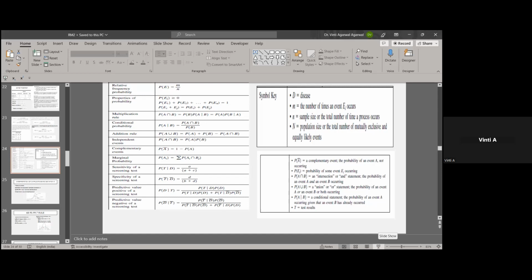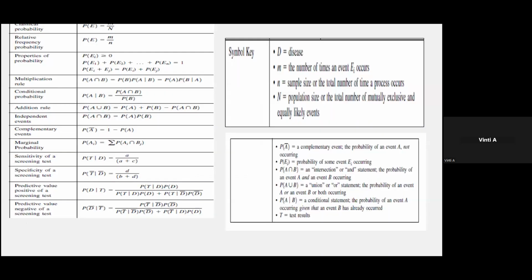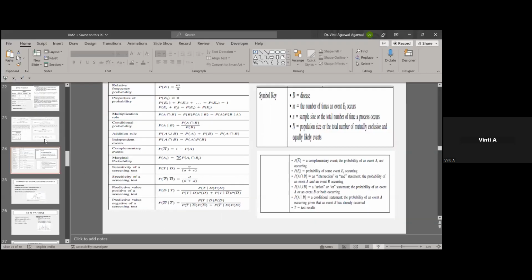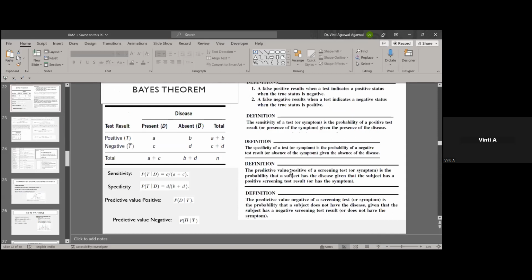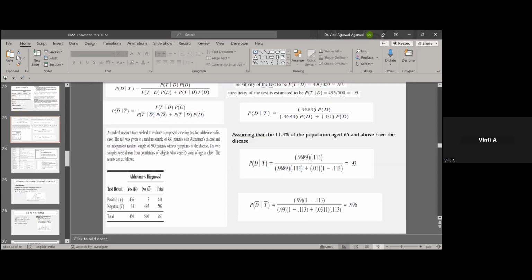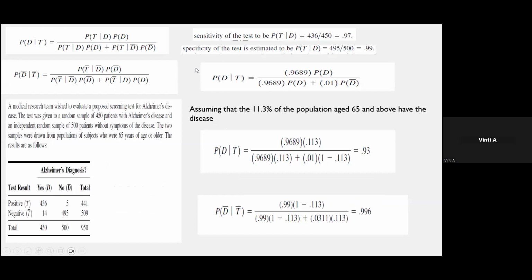So last time we had done something about sensitivity and specificity of a test, and then we had gone into an example. This is a particular example we had done.